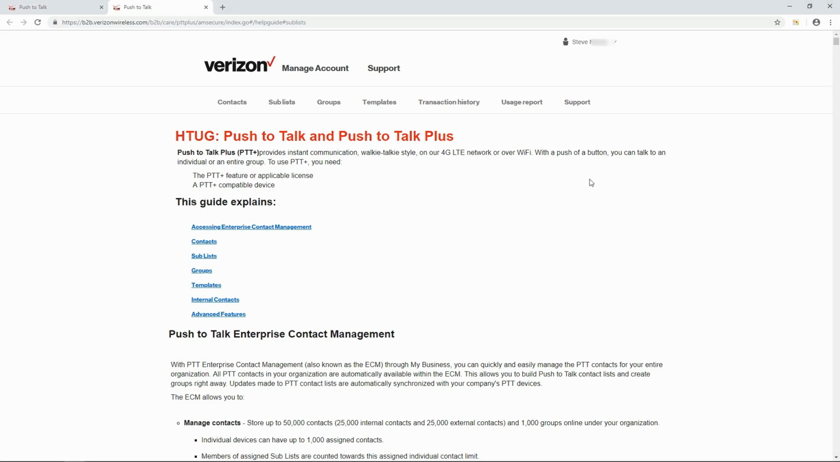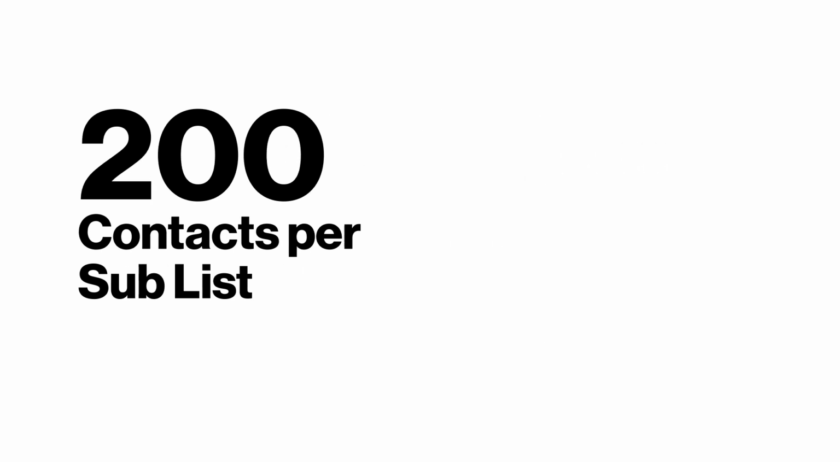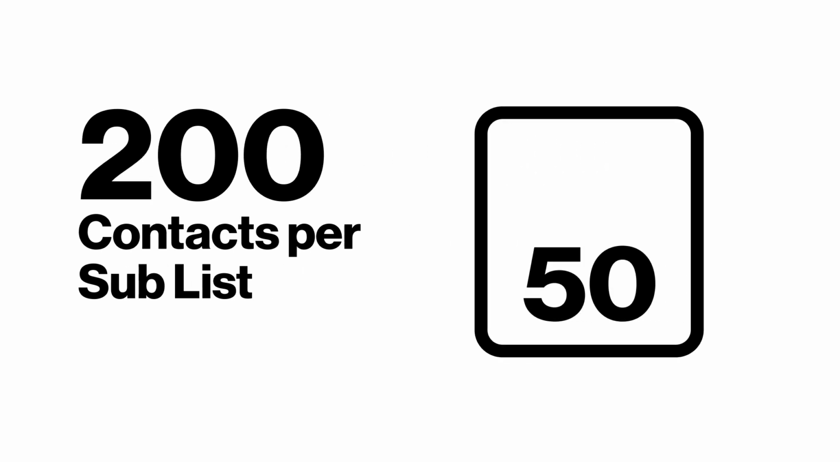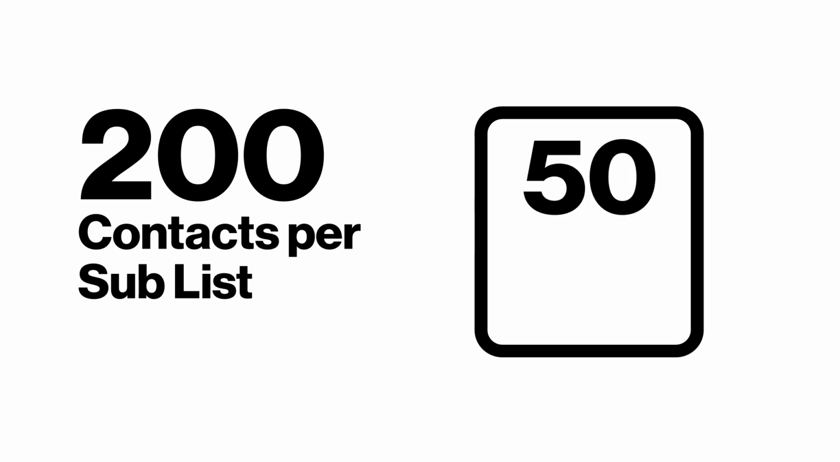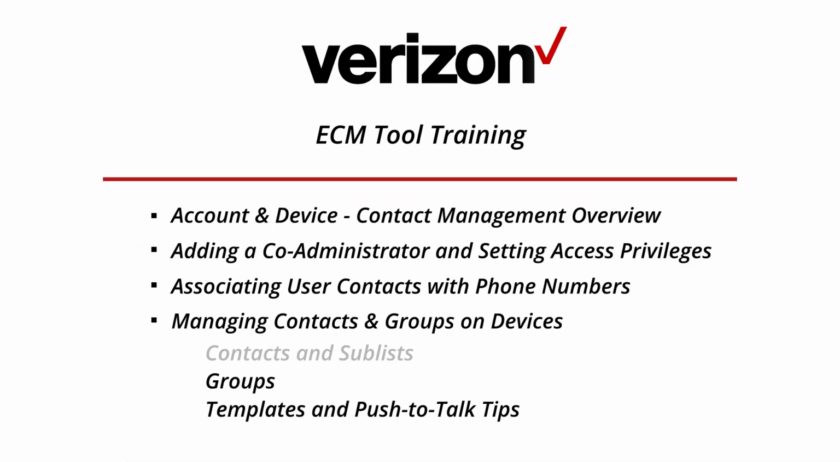Okay, let's stop here for a second again. Remember I said you can have up to 200 contacts in a sublist? At the time of this video, you're allowed to enter 50 at a time. Meaning, if you need to add more, you simply save your first set of 50 contacts, then reopen the same sublist, add another 50 contacts, save, and so on. You get the picture. That's it for contacts and sublists. Now let's look at groups.